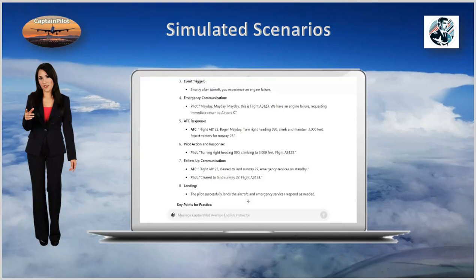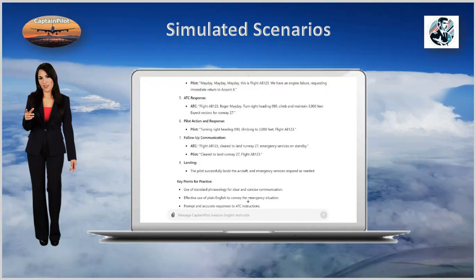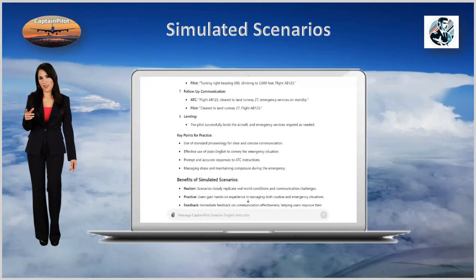5. ATC response. ATC: Flight AB123, Roger Mayday. Turn right heading 090, climb and maintain 3,000 feet. Expect vectors for runway 27. 6. Pilot action and response. Turning right heading 090, climbing to 3,000 feet, Flight AB123. 7. Follow-up communication. ATC: Flight AB123, cleared to land runway 27, emergency services on standby. Pilot: Cleared to land runway 27, Flight AB123.